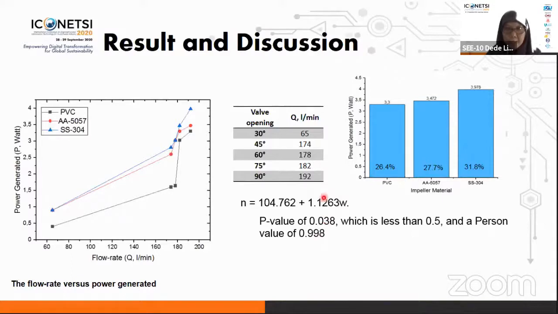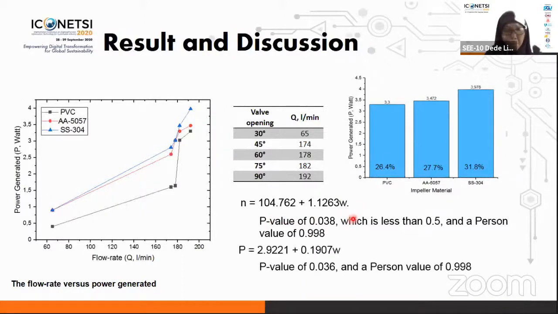The equation here shows the regression equation of weight effects to rotational speed for this experiment. And then here, this is the regression equation for weight effects to the power generated. It is also shown that this is statistically significant with a p-value of 0.036 and Pearson value of 0.998.